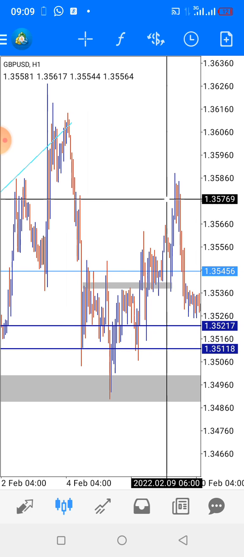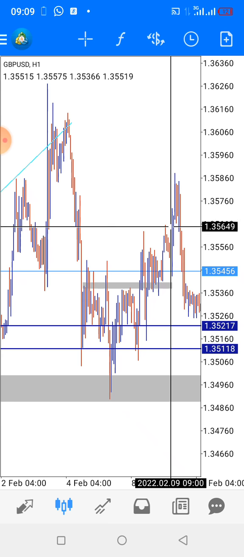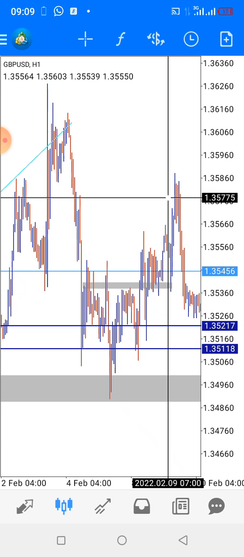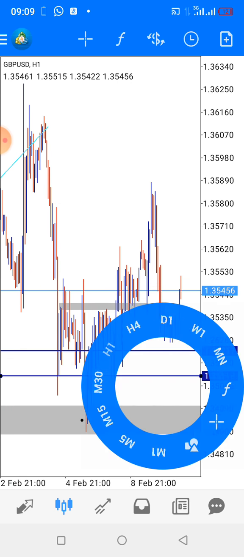I know around this area, normally there's always a kind of manipulation. When you get here, price might first go up because of volume, then later start coming down. So my take profit was around this area, and price touched the take profit. So that was one strategy.